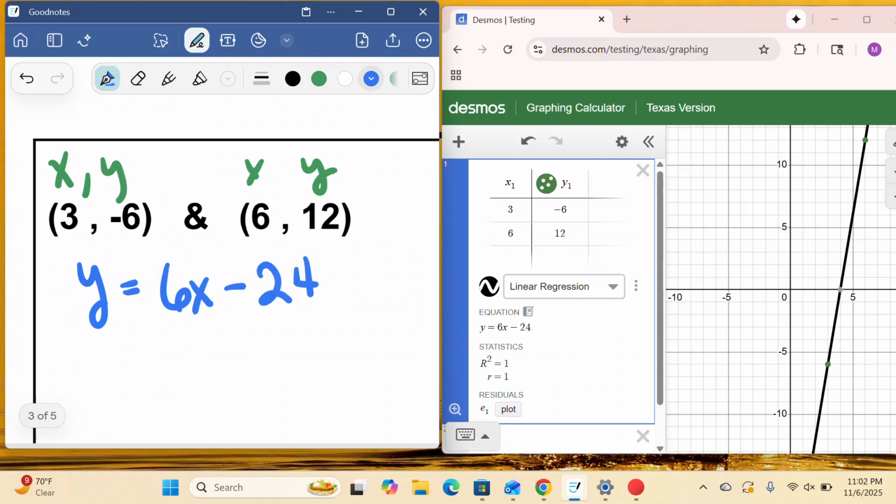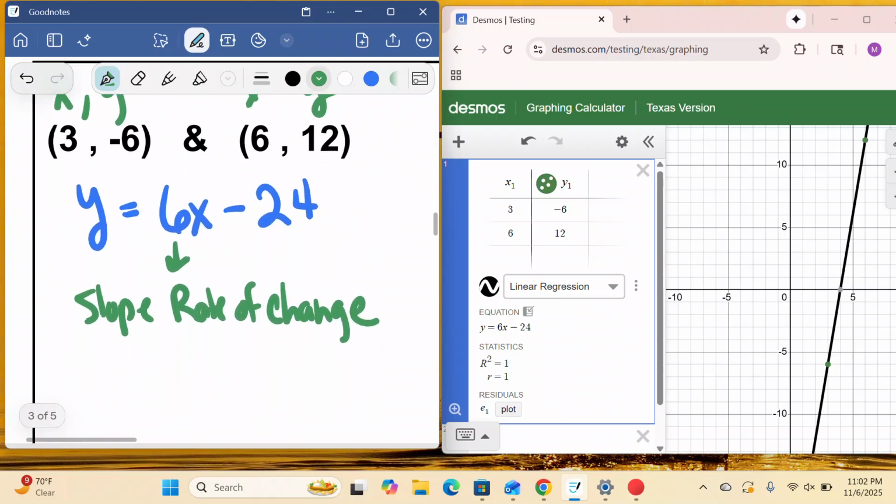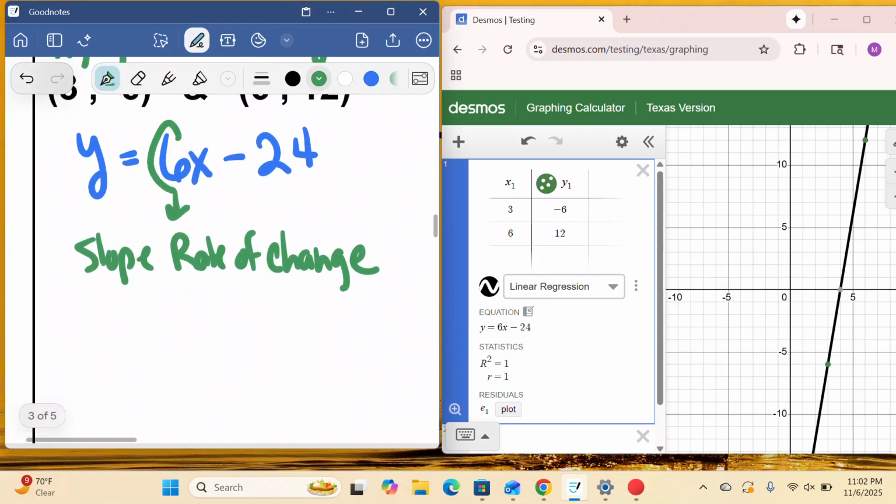Now I can find my rate of change or my slope. Remember, rate of change and slope are the same thing. Slope and rate of change are similar and the same. So we look at slope, we have rate of change here. Our slope and our rate of change is 6. So automatically I found my slope and my rate of change just by doing that.